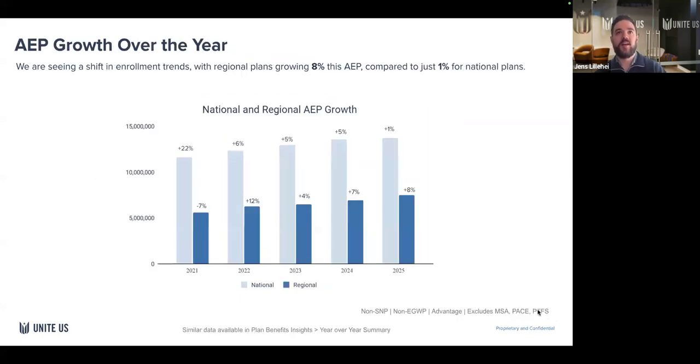Next slide. How does this then break out amongst regional and national plans for AEP? There's definitely been a big shift in the enrollment trends, with regional plans growing this year at 8% during AEP compared to just 1% for national plans. This is actually the second year in a row that regional plans have outgrown national plans, and there's some strategy, I think, on the national side and some other factors at play, but overall, it's been a very good couple of AEP periods for regional plans and being able to achieve optimal enrollment growth and being able to compete against the national players.